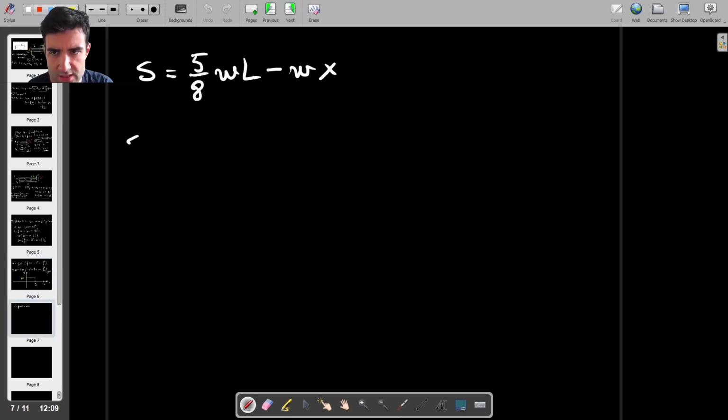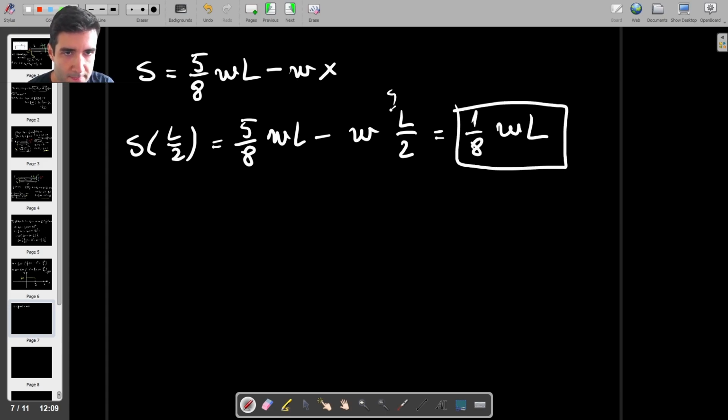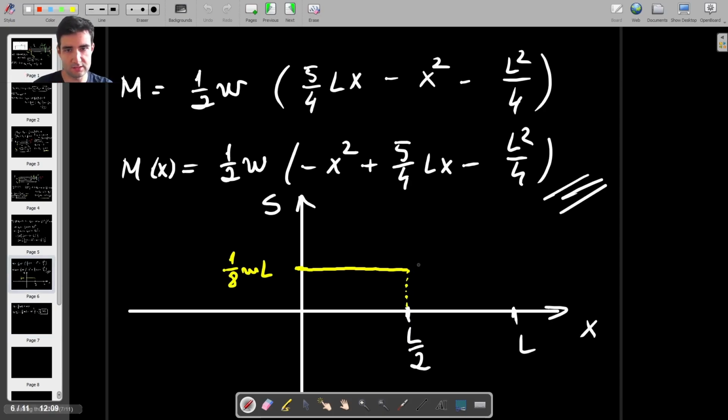So let's check that. If I say S calculated at L over 2, this is going to be 5 over 8 WL minus W times L over 2, which, if we multiply, we get 1 over 8 WL. So we get that the shear force at the halfway point is 1 over 8 WL, which we know is true.